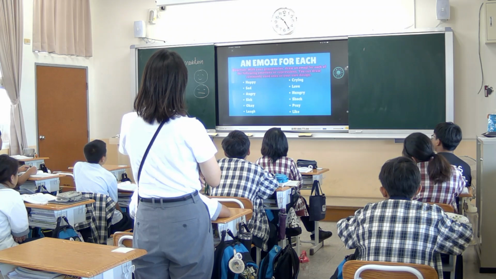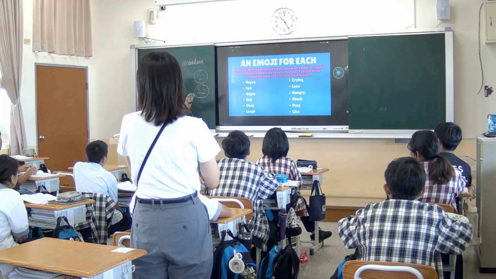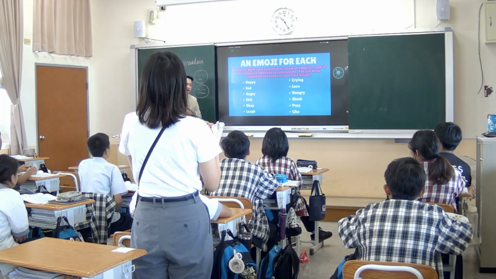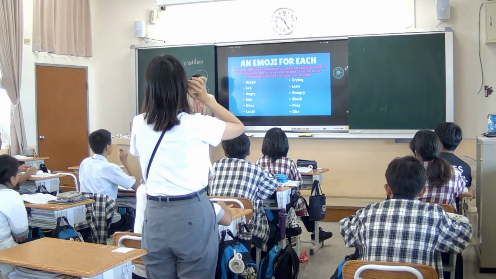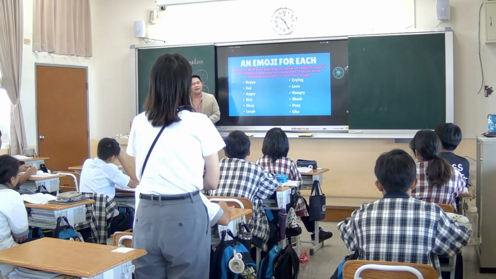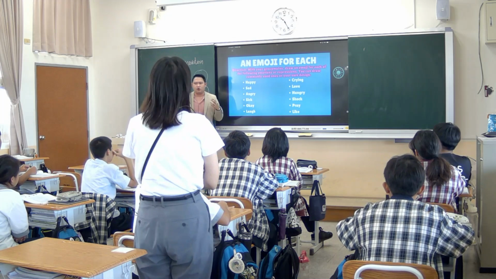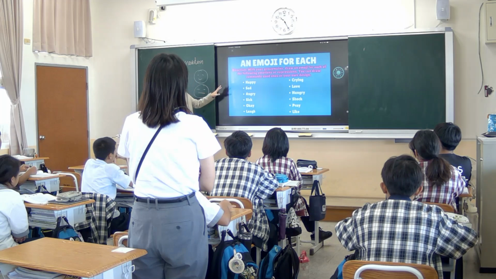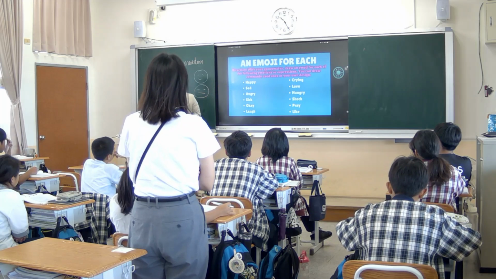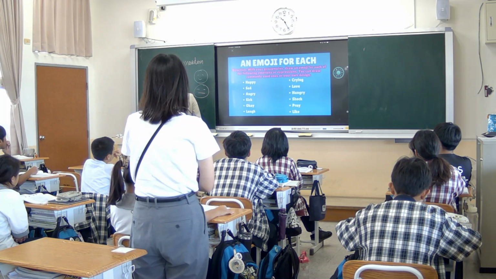Okay, an emoji for each. What we will do for this activity is you will make or draw an emoji for each feeling. But that emoji should not be copied, okay? It should be your own. You can get the concept online, but you cannot use your iPad or your book for the emotions, okay? You need to create your original emoji.